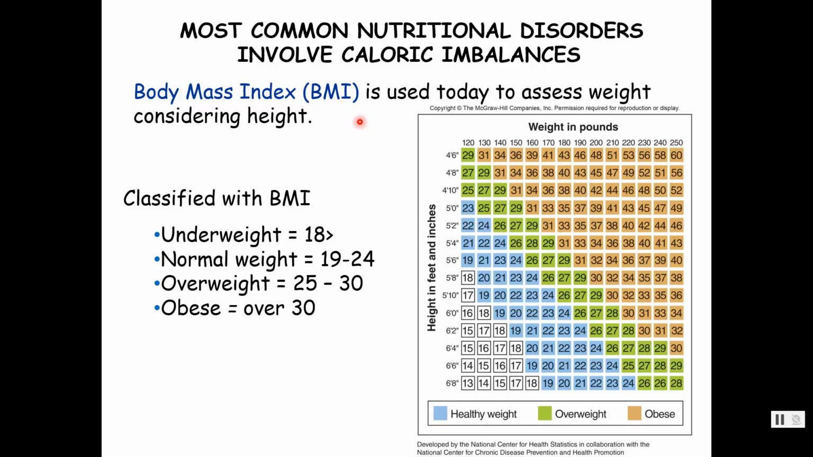So body mass index, like I said, is what's used today to assess weight, considering height. They have these body mass index tables. Underweight is classified as a BMI below 18. Normal weight is a BMI from 19 to 24. Overweight, 25 to 30. And over 30 is considered to be obese.